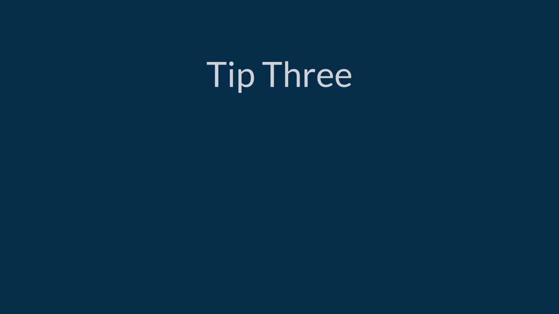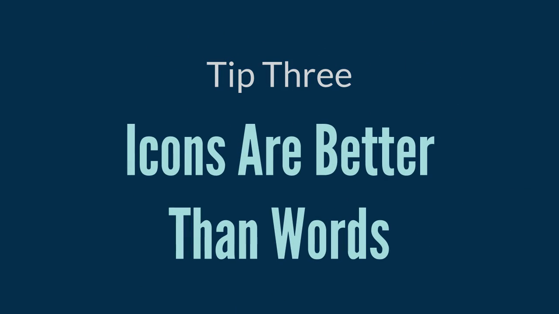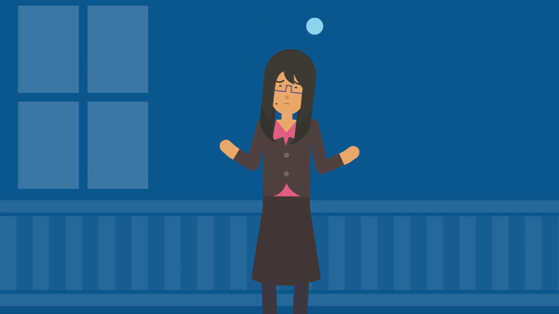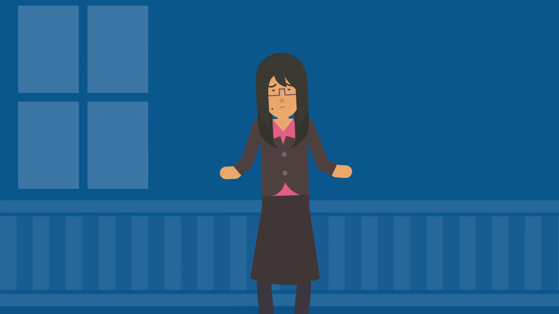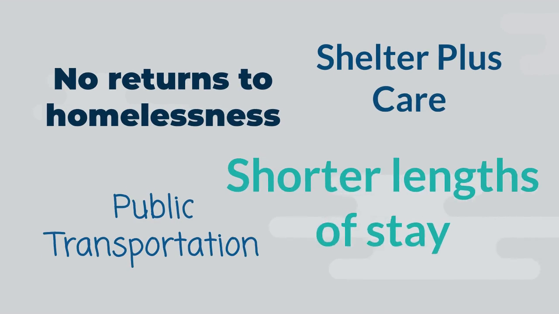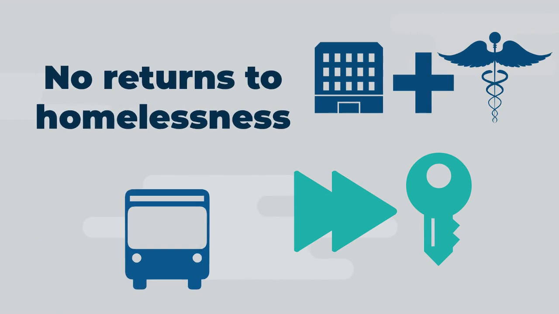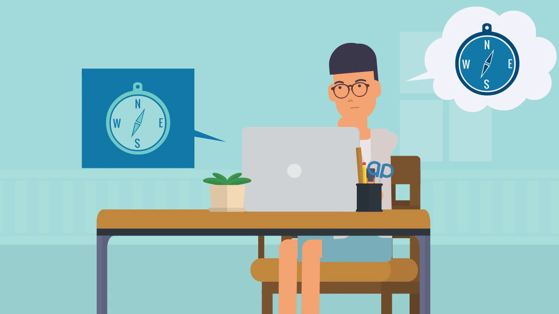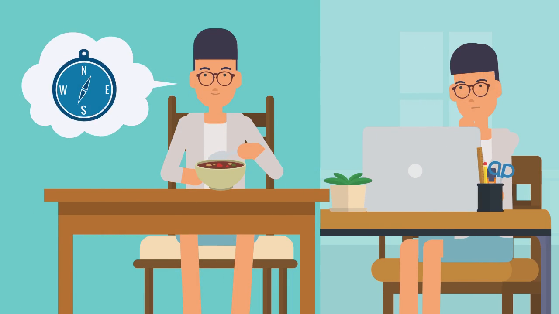Tip 3. Icons are better than words. People with neurodiversities and disabilities may have a tough time reading and listening at the same time. Cut your audience a break by using icons instead of words whenever you can. Images are both easier to identify and easier to remember.